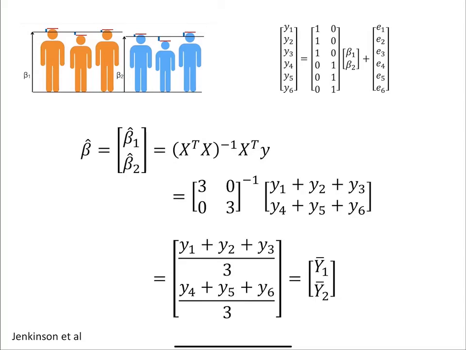The first thing I'm going to do is estimate. And if I go through the math and estimate it, lo and behold, the estimate is just the average height of group 1 and the average height of group 2. So no surprises there. Okay, the math does what I think it should, and so that's good.